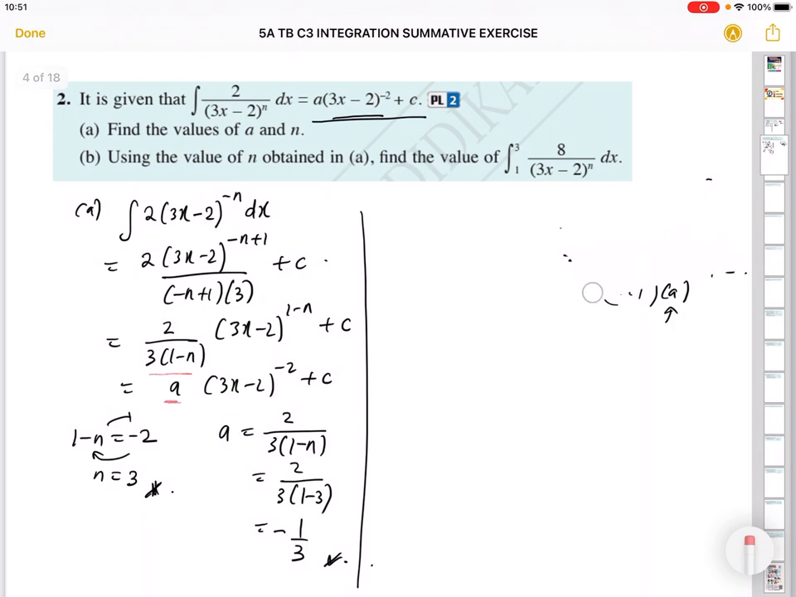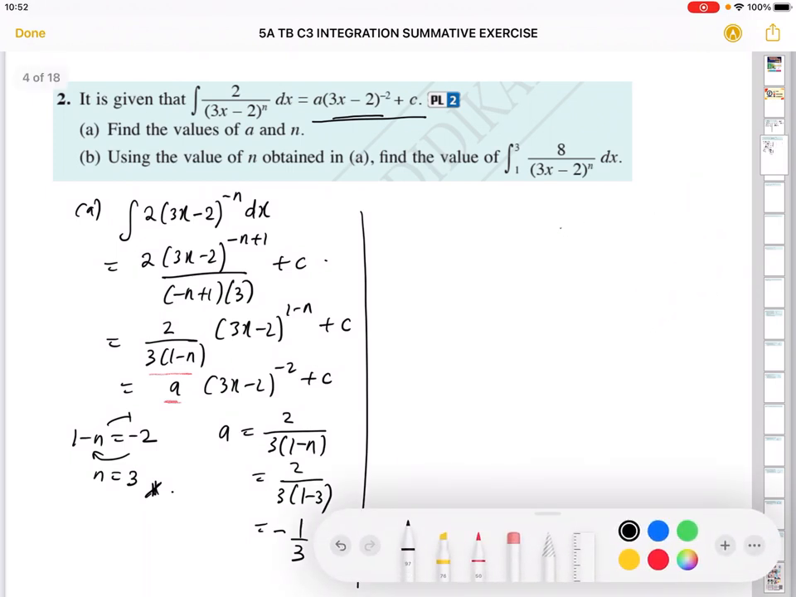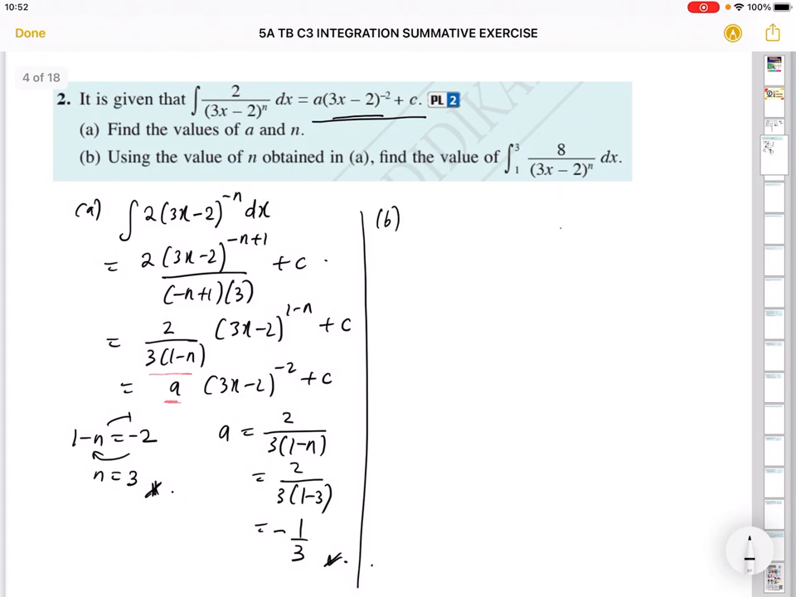I'm going to do part B on the right hand side here. So the first thing is, they say use the value of tan here to find the integral of this. Okay, now look at this and compare. So basically now you're finding the value of n, right? Can you see? And this is 2, this is 8.